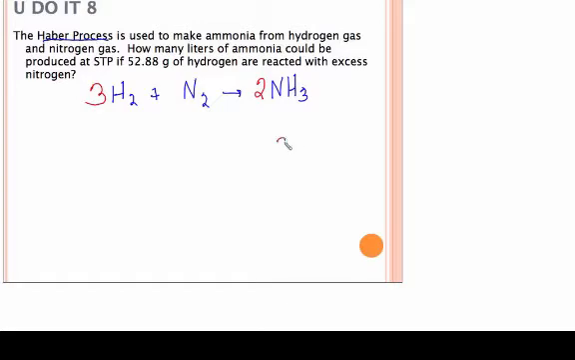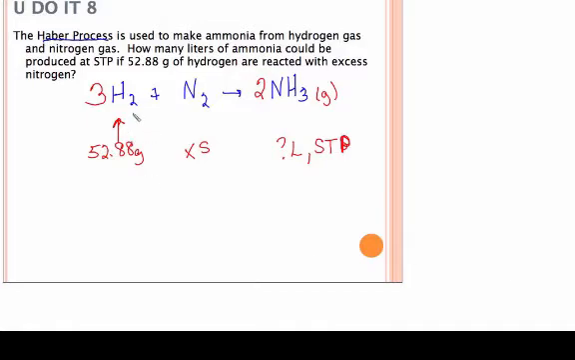Now the question says how many liters, and notice it says those wonderful little words or acronyms STP. It's ammonia gas, and we want to know how many liters at STP. If we started with 52.88 grams of our hydrogen, notice I put it directly underneath the hydrogen, and it says that we have excess nitrogen available, which means that in terms of our mathematics, we don't need to worry about the nitrogen anymore. Certainly in terms of the reaction it's needed, but not in terms of the mathematics.